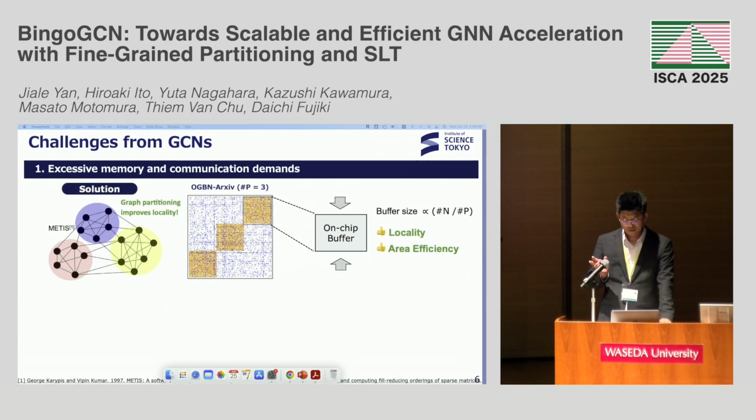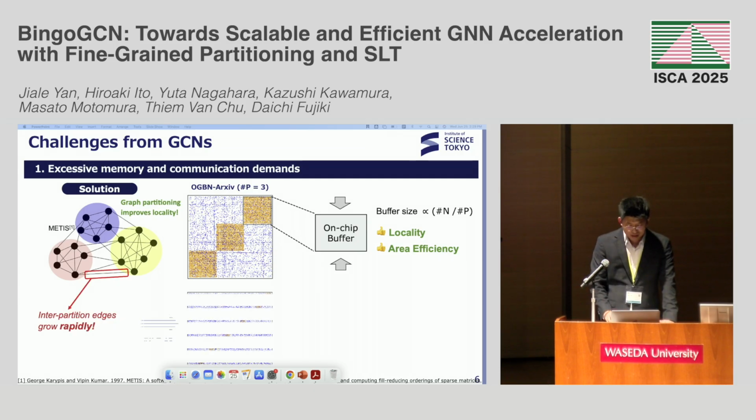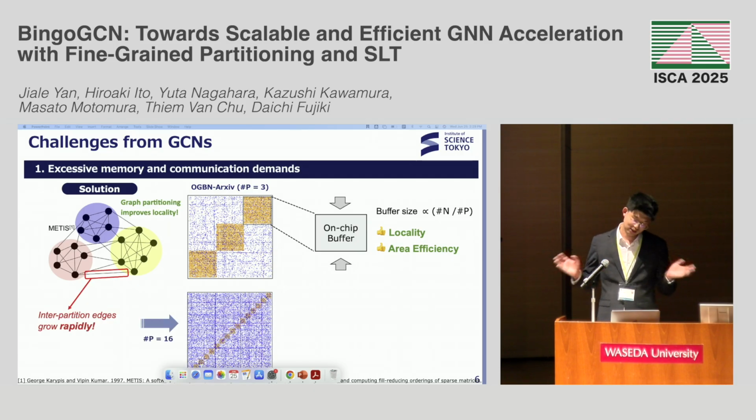Graph partition offers a promising solution to tackle memory and communication bottlenecks. Using tools like Metis, we can divide a large graph into smaller subgraphs to enhance locality and reduce the per-partition buffer size. However, this approach comes with a trade-off, because we cannot ignore inter-partition edges. Excluding them would severely degrade GNN accuracy.